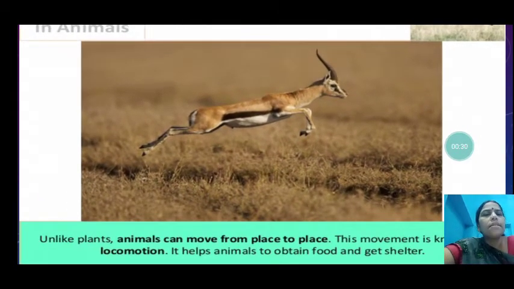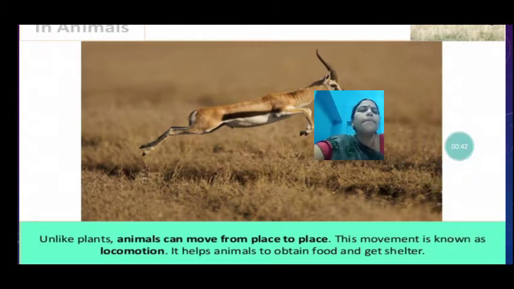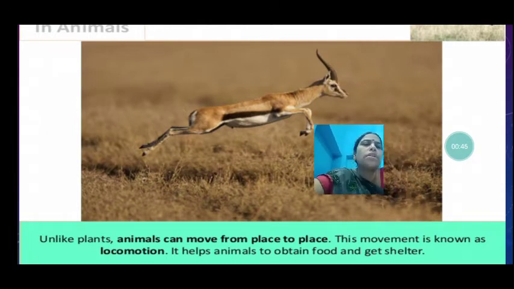Unlike plants, animals can move from place to place. We know that plants don't move from one place to another, but animals do. That movement is known as locomotion. Why do animals move? Animals move to obtain food and get shelter. They can get food, so they move. They can get shelter, so they move from one place to another.